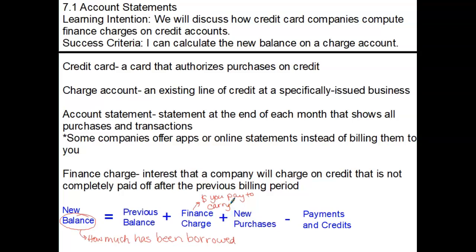So if you buy something on a credit card and you pay it off every month so that your balance is down to zero at the end of the month, then you never have to pay a finance charge. If you don't pay off your balance every month, then you would have to pay a finance charge. New purchases are just more money you borrow, okay?